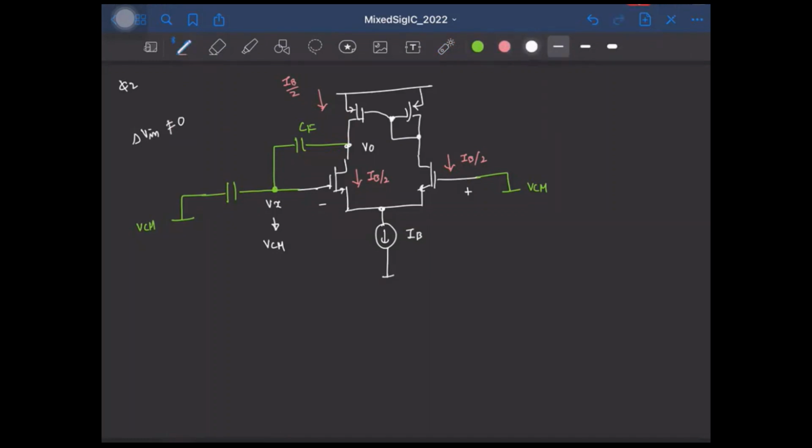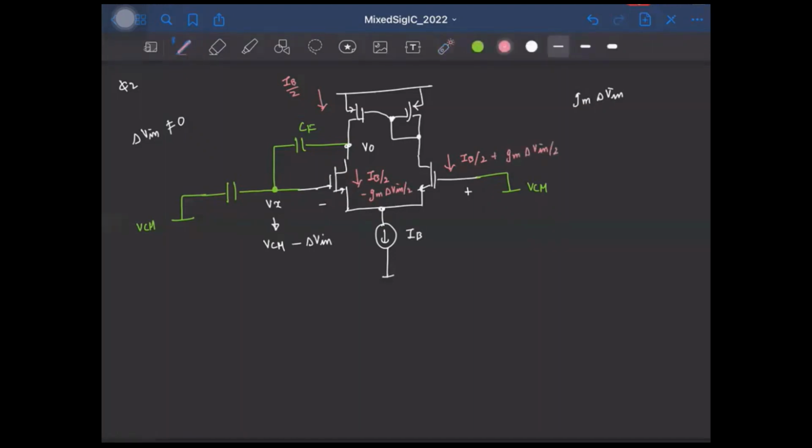So what will happen then? At the beginning of phi 2, Vx will jump to Vcm minus delta V, right? So the differential current will be Gm times delta V in. Okay. So the currents in the individual transistors will be as follows. So here the gate voltage is lower. So for this transistor, the gate voltage is lower, so the current is minus Gm delta V in by 2. Here it will be plus Gm delta V in by 2.